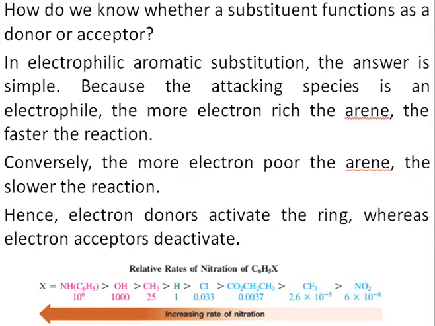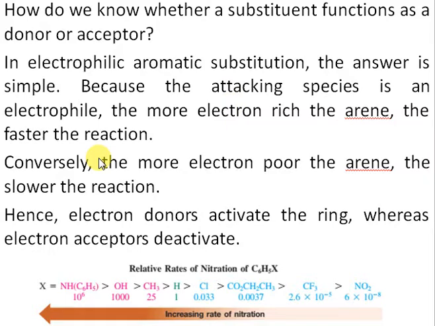So how do we know whether a substituent will function as an electron donor or an electron acceptor? In the case of electrophilic aromatic substitution, the answer is very simple, because the attacking species is an electrophile, which is electronically deficient. So if you can make the benzene ring electronically rich, the reaction will be faster, right? This electrophile is looking for a position which is high in electronic density. So if you can somehow increase the electronic density on the benzene ring, you can increase the rate of reaction, right? And any substituent that increases the rate of reaction will definitely donate electronic density, right?